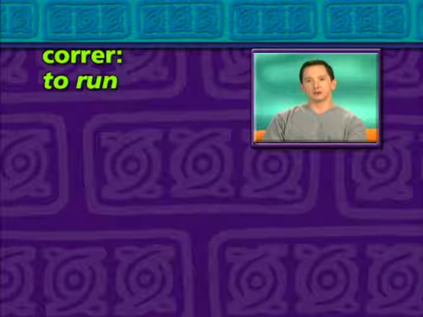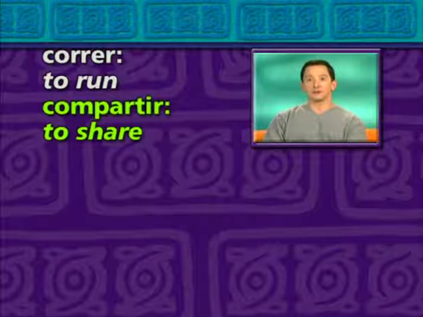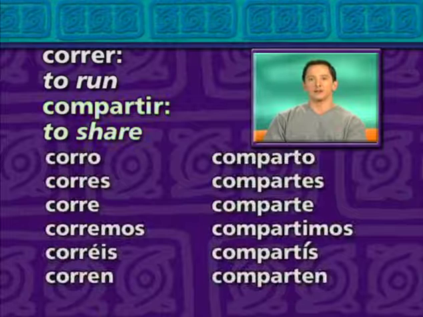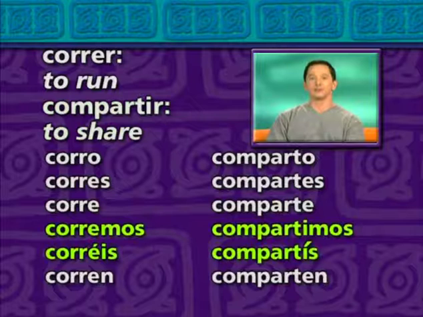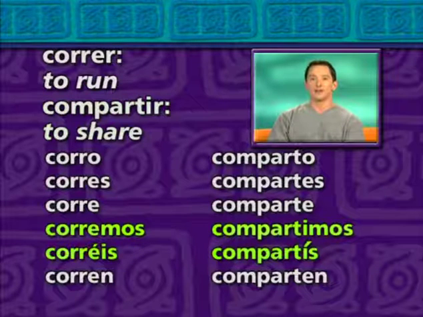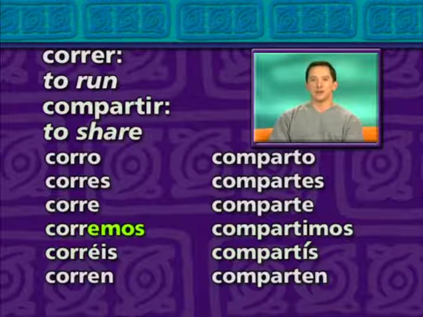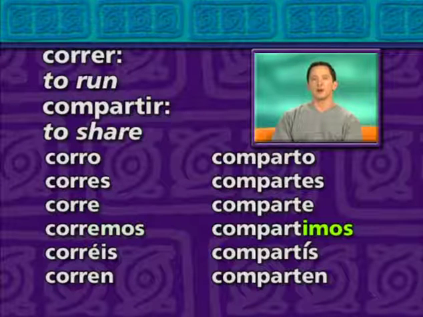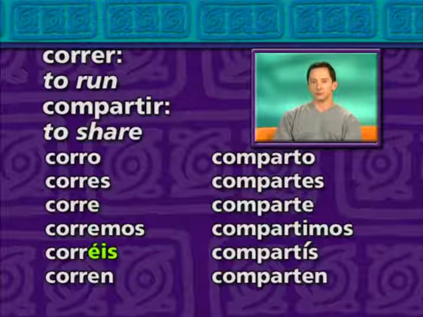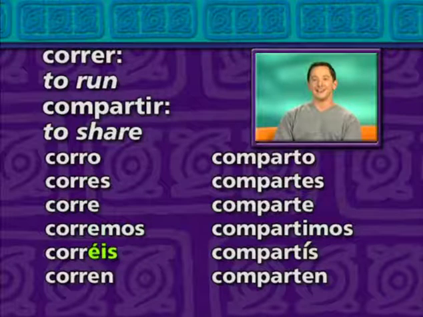Looking at correr, to run, and compartir, to share, side by side, we see that they conjugate using the same ending in every way except for nosotros and vosotros. ER verbs end in hemos, in the nosotros form, whereas IR verbs end in imos. ER verbs end in es in the vosotros form, and IR verbs end in is.